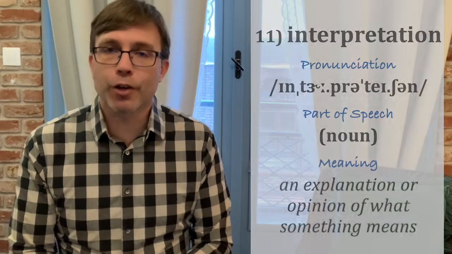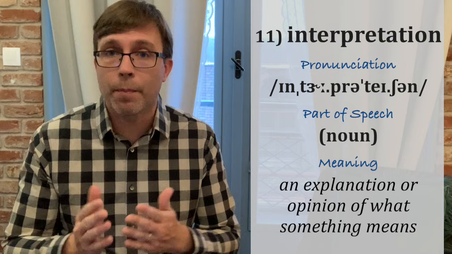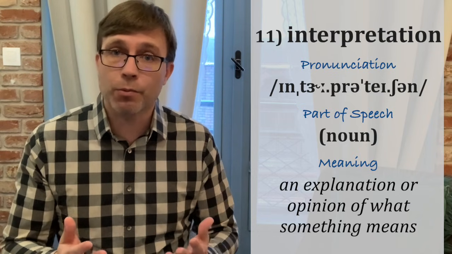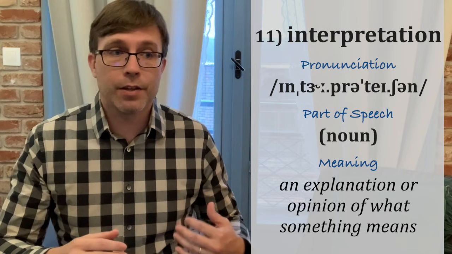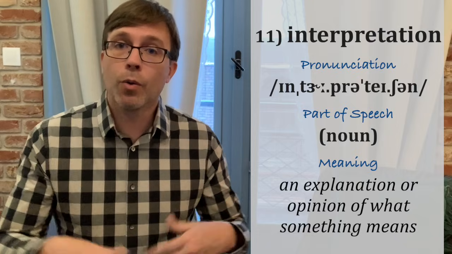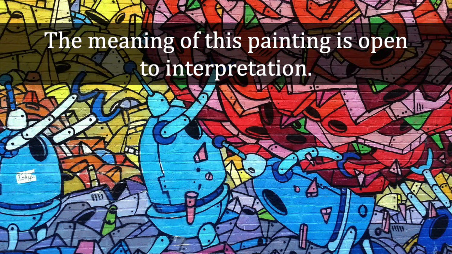Then we have interpretation. This is a noun, and it's talking about an explanation or opinion about what something means. And you may follow this with the preposition of, and you could talk about your interpretation of something, or you could use it with the phrase and say something is open to interpretation. There are a range of opinions about what this thing might mean. For example, the meaning of this painting is open to interpretation.